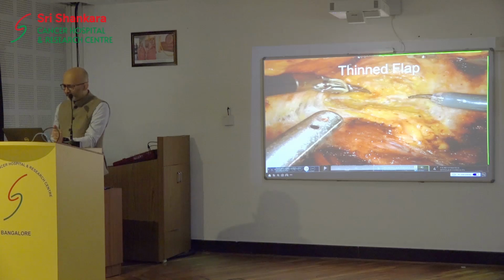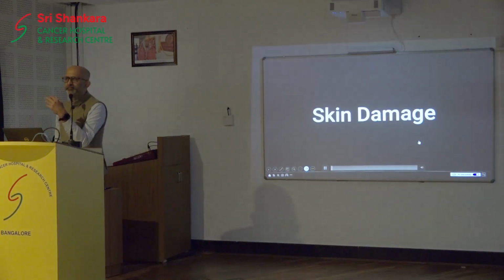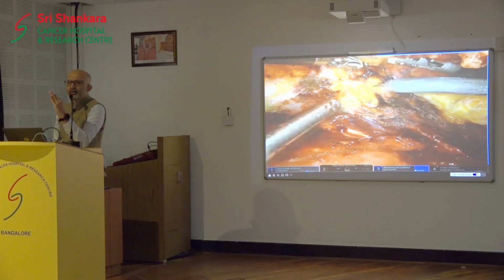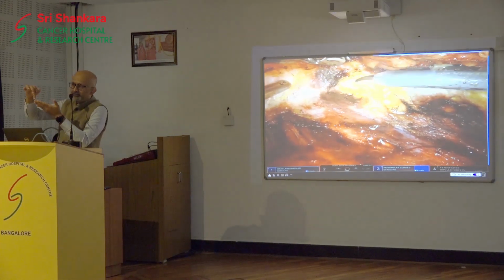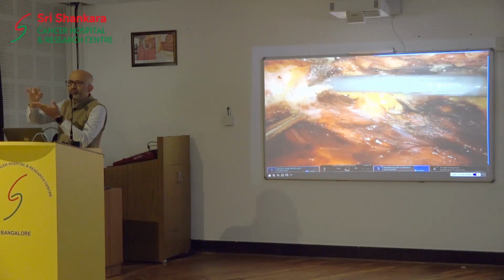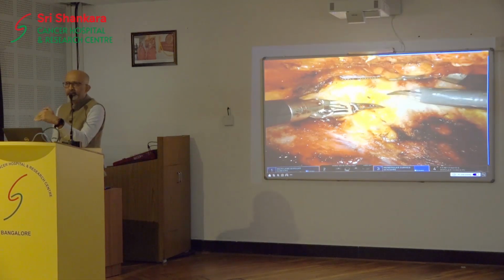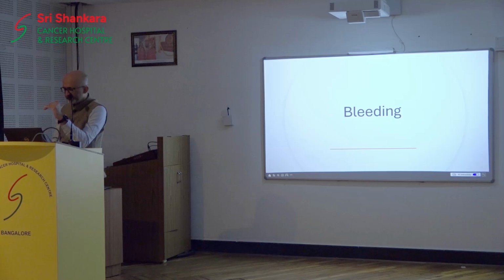In this case, the skin got thin. We had to really sacrifice that bit of the skin, and the skin scar got adherent to the deeper tissues, and our plastic surgeons had to release it later on. So that's one of the things which we faced in this particular case.